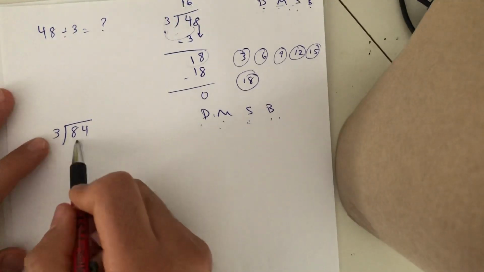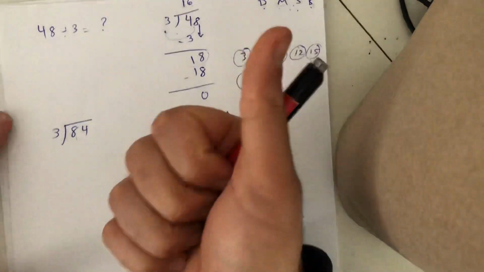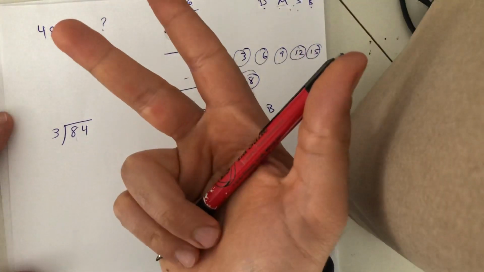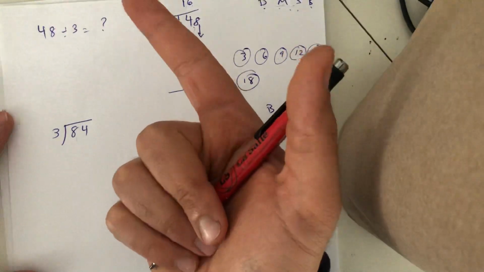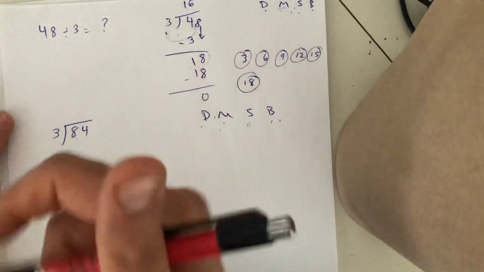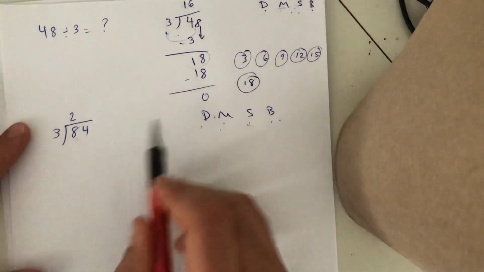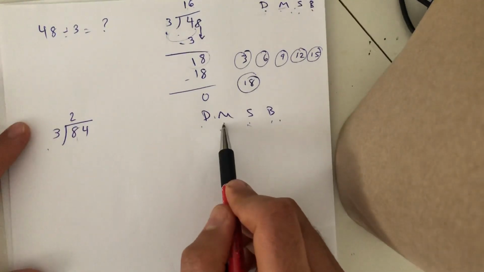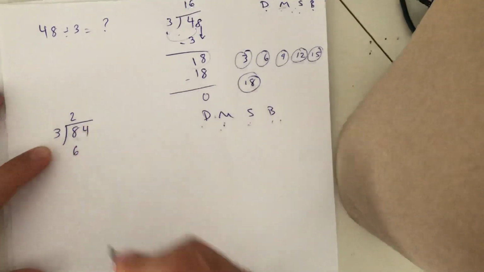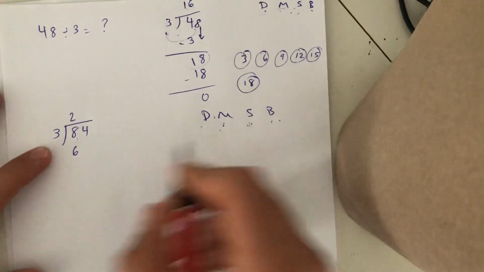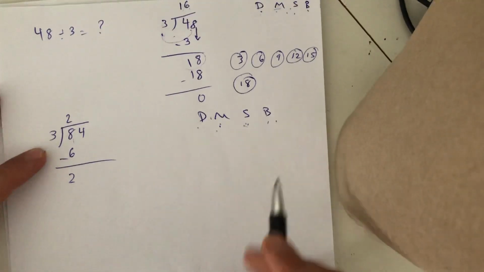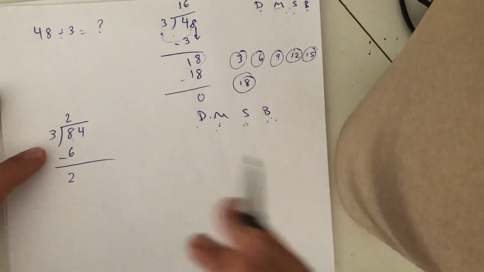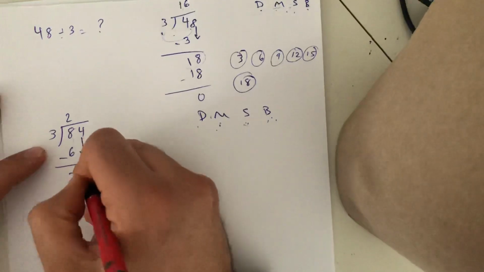How many times does 3 go into 8? 3, 6, 9. I already passed 8, so I need to go backwards. So 3, 6. So it goes into 8 2 times comfortably. 2 times 3, because I'm doing step number 2, equals 6. Step number 3, subtract. 8 minus 6 equals 2. Now, I must bring down the number that's here, which is 4.